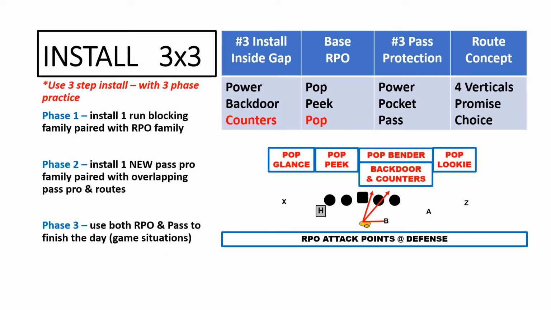All right, with our installation now, we're talking about counters here with our pop RPO route. You can see with the diagram down below, we're going to be countering back away from the H-back, but he is going to still be involved in the blocking scheme up front. Nice thing is, whether we're doing counter or power, the quarterback's read key is the Sam backer for all of them, and we continue to use these different variations of the pop route concept.